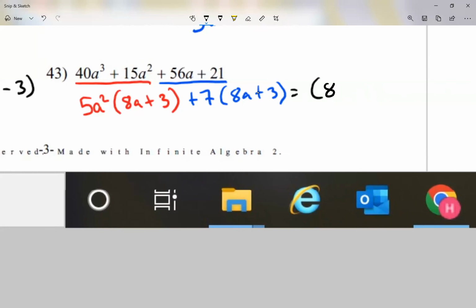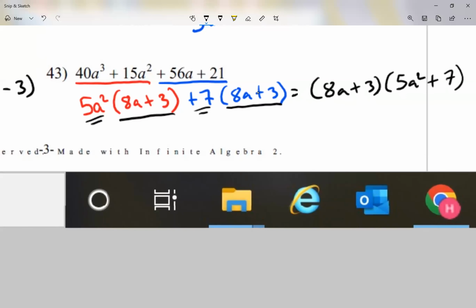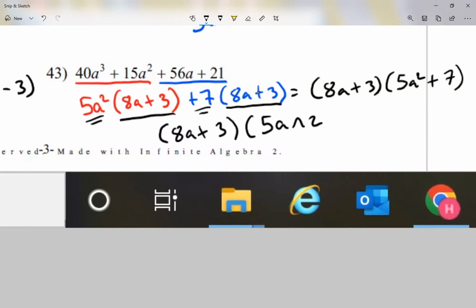one parentheses will be 8a plus 3. If you notice, that's the parentheses that matches. My other parentheses will be 5a to the second plus 7. And again, that's from the outside, 5a squared plus 7. If we're going to write it on paper, that's how we write it. That's how I'm going to type this: 8a plus 3, my first parenthesis, is not hard to type. The second parenthesis, 5a to the second plus 7.